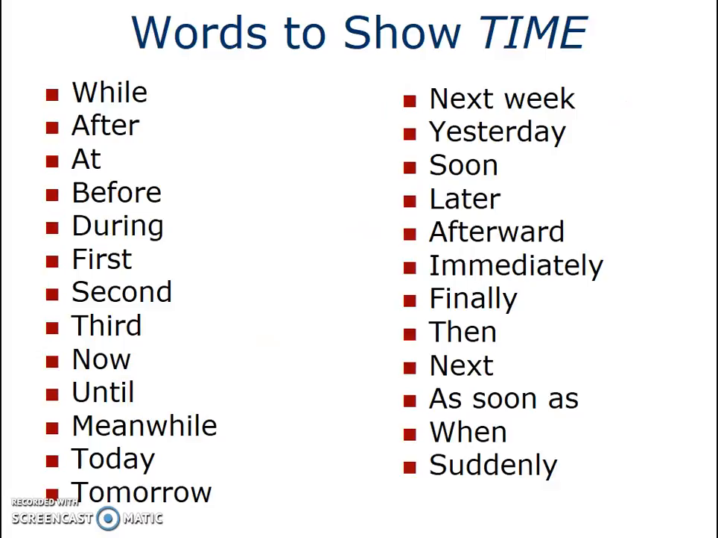These can be used to show time: while, after, at, before, during, first, second, third, now, until, meanwhile, today, tomorrow, next week, yesterday, soon, later, afterward, immediately, finally, then, next, as soon as, when, and suddenly. You can use transition words that show time when you are writing something that's in chronological order, when you are showing the sequence or the process.